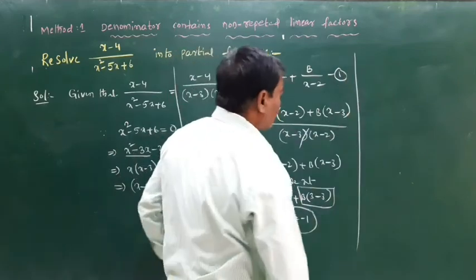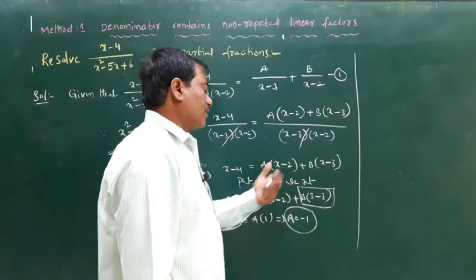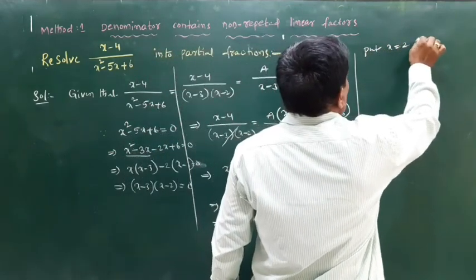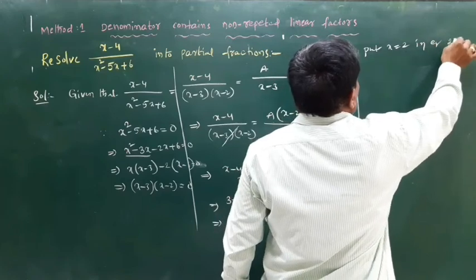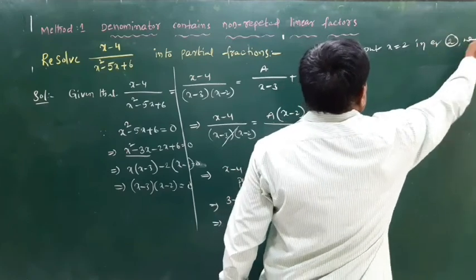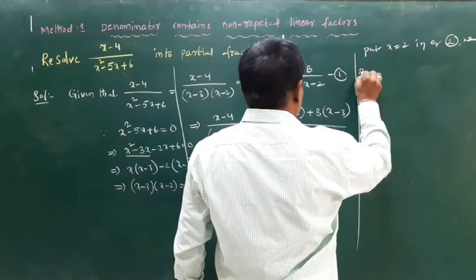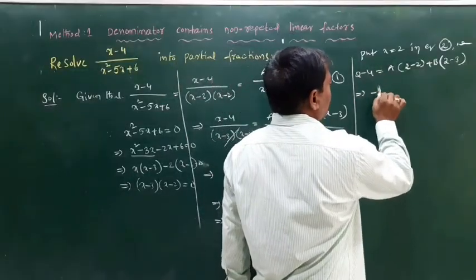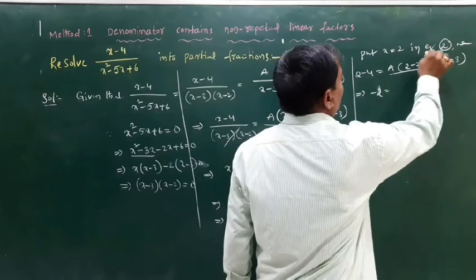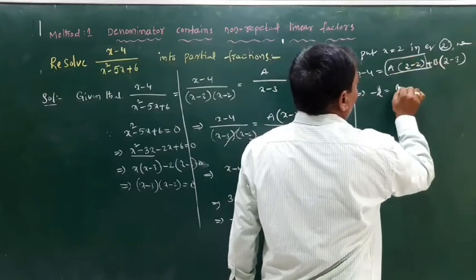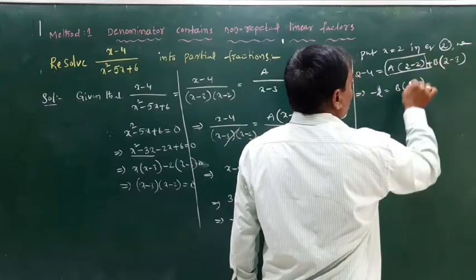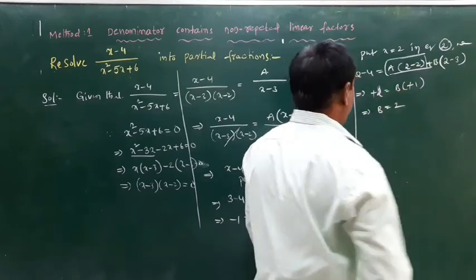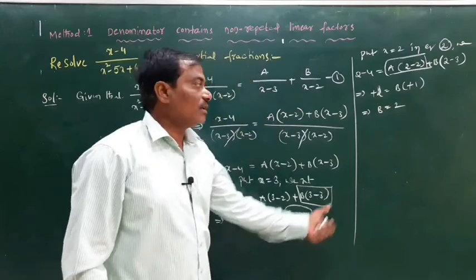Then in order to find the b value, we have to put x equal to 2 in equation 2, and we get 2 minus 4 equal to, this 2 minus 4 means minus 2 equal to, this becomes 0, and we get the b value, b of minus 1. So this minus cancels, therefore b equal to 2. Yeah, we get a equal to minus 1 and b equal to 2.